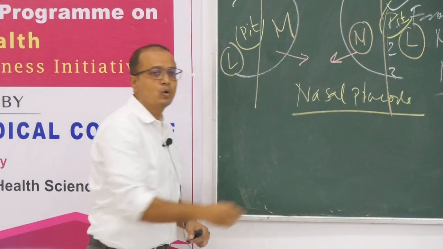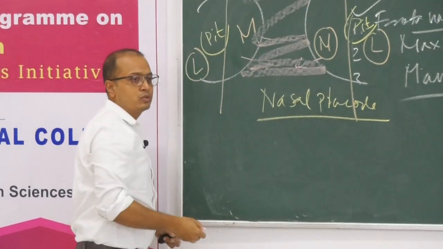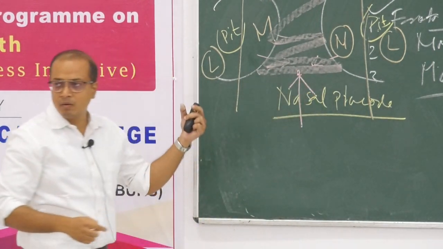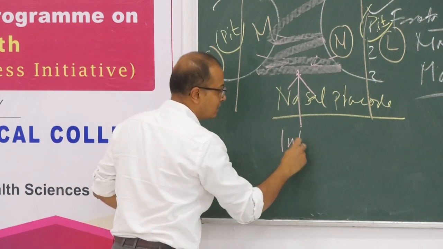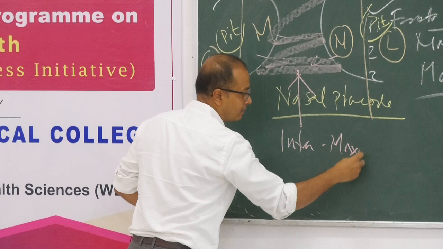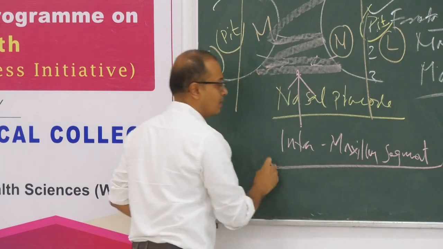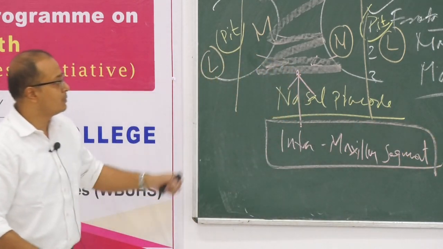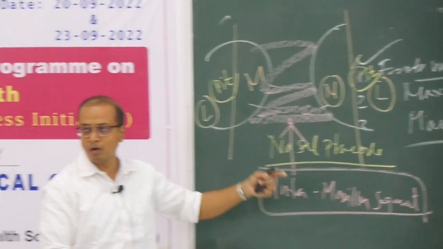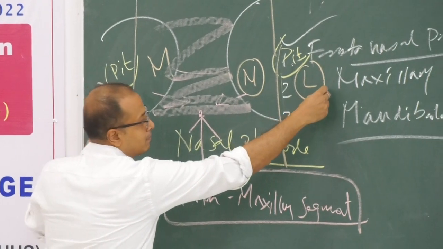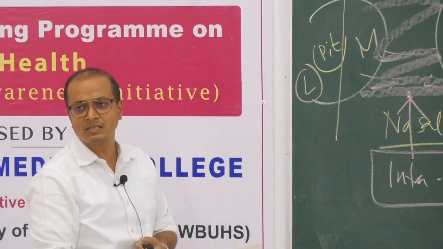Now with time, the medial halves of the right and left sides come closer, eventually get fused, and make a common mass. This common mass which is formed here, we call the intermaxillary segment. This intermaxillary segment, formed by fusion of the medial nasal placodes, interacts with the maxillary prominence or maxillary process.